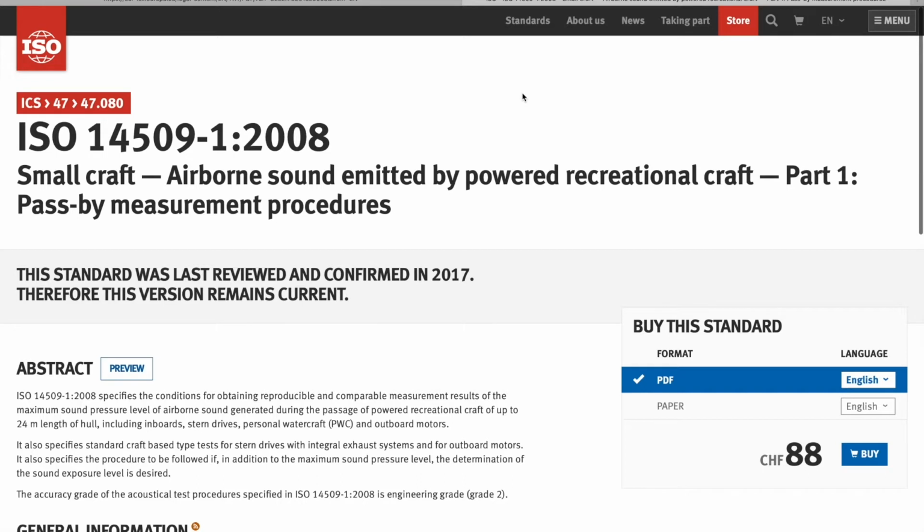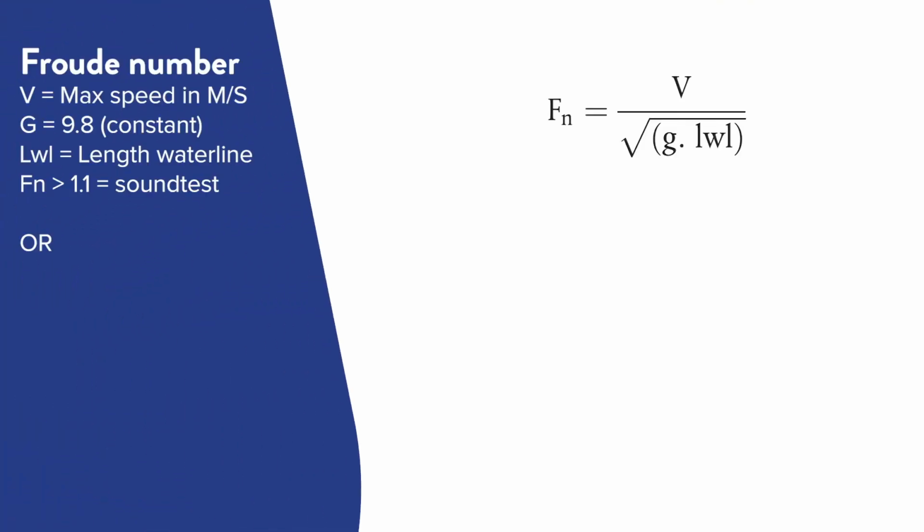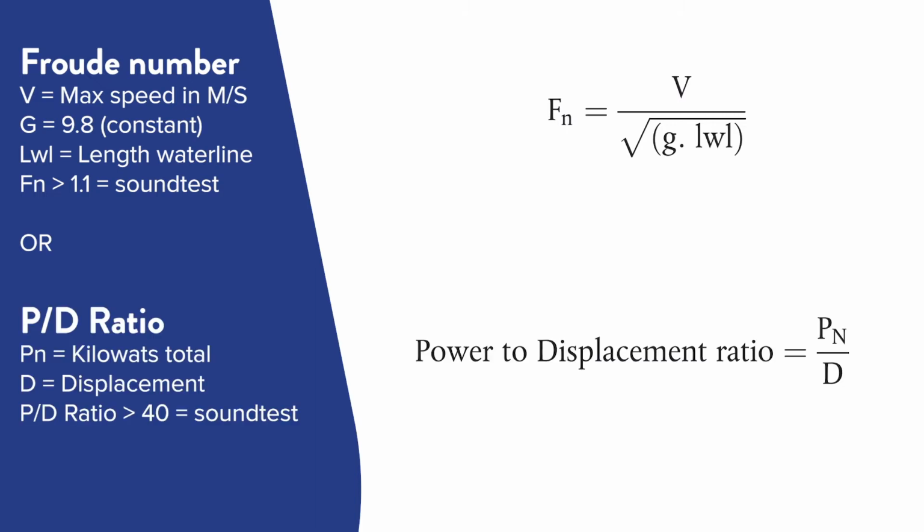Whether you need to perform an assessment against this standard is based on two calculations that are laid down in the annex that we saw earlier. These calculations are the Froude number calculation and the power displacement calculation. You can see the formula for both calculations here, and based on the value of both these calculations, you can determine when a sound test must be performed, or when you can use the calculation alone.